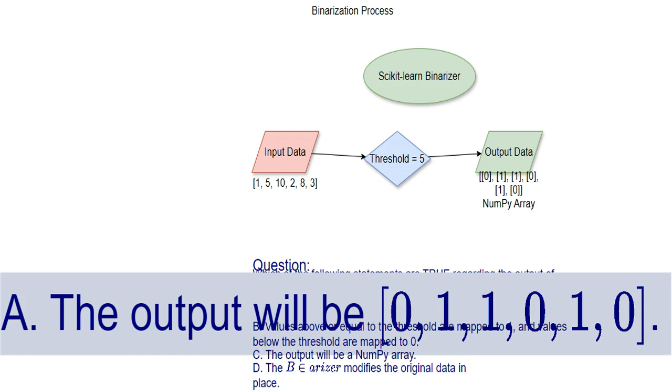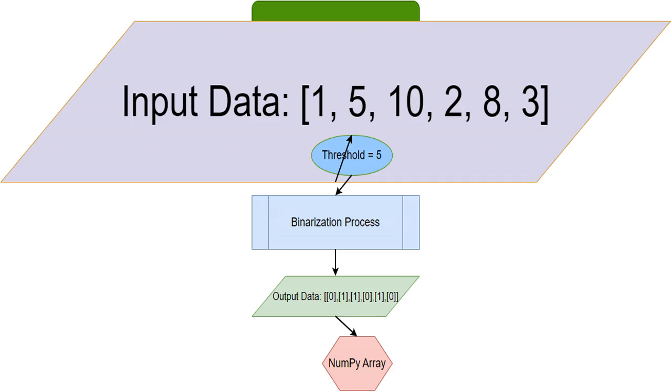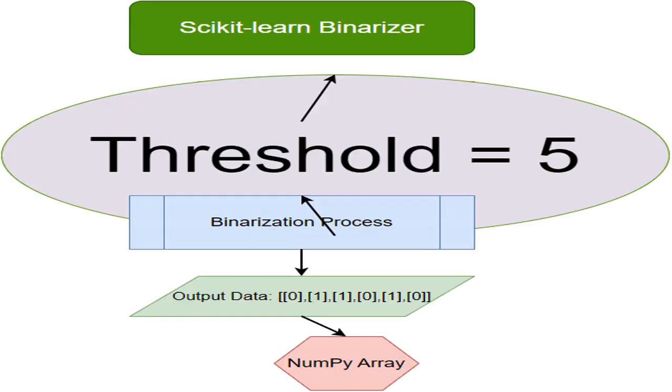This is the initial data, representing the number of hours users spend on a website daily. It's the raw material we'll use for our binarization process. This is the critical value that separates the data into two groups: those above or equal to 5, and those below 5. Think of it as the cutoff point for our high and low user engagement categories.